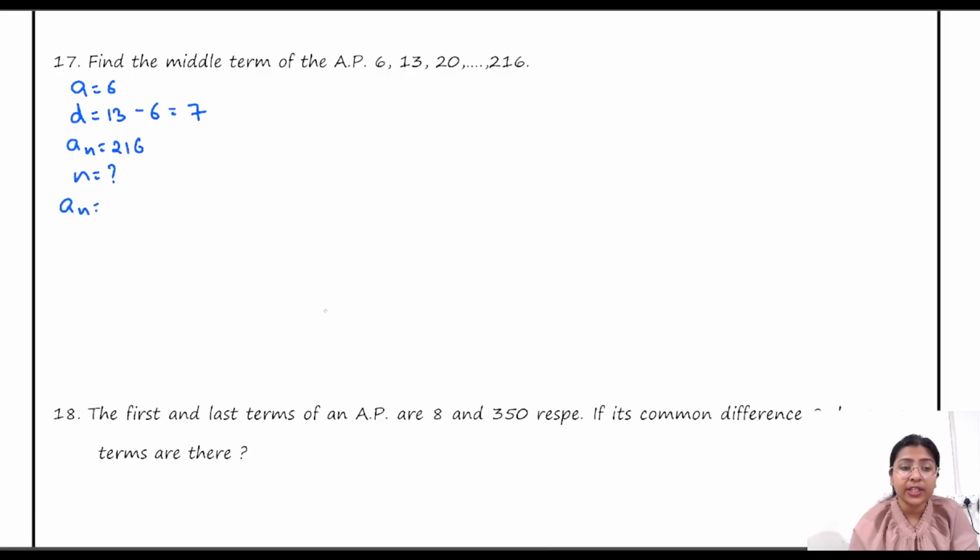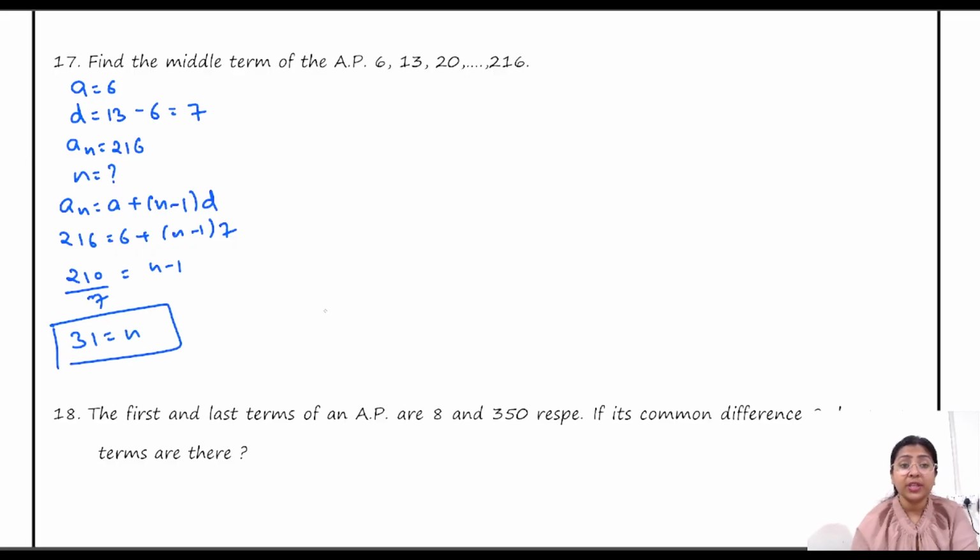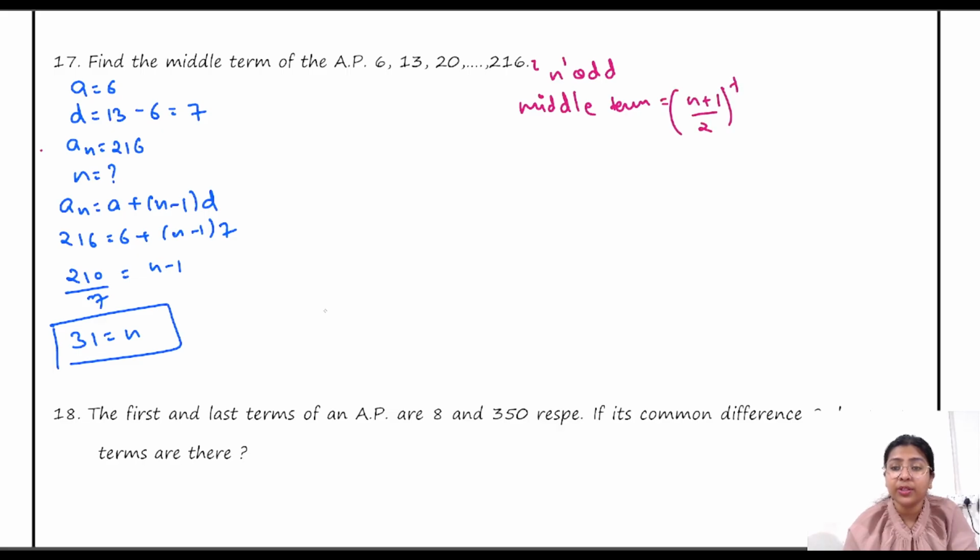So we will write an is equals to a plus n minus 1 into d. From this you will get 31 as the value of n. It means there are 31 terms written in this AP. Okay, so what will be the middle term? For the middle term, we know if there are total n terms and n is odd, the middle term will be n plus 1 upon 2th term.